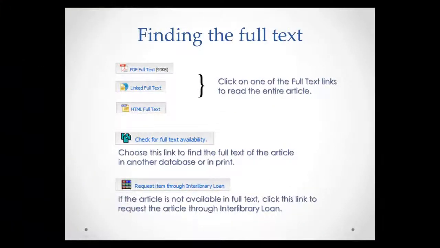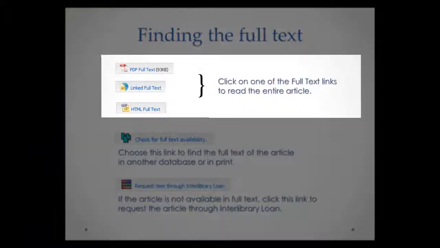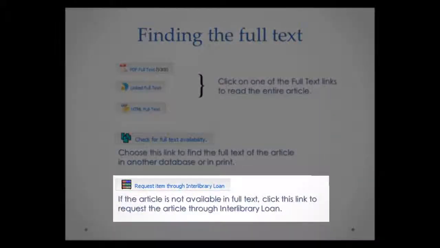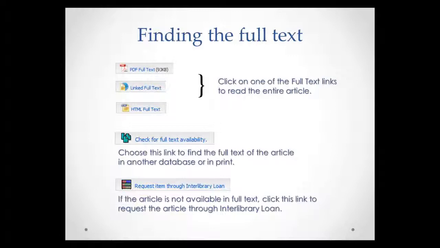Finding the article is fairly simple. If there is a full text link under the title, click the link to read the entire article. The HTML full text link will provide a web version of the article. The PDF full text link will provide a scanned copy of the original article. Choose the link called Checked for Full Text Availability to find the full text of the article in another database or in print. If the article is not available in full text, choose the link labeled Request through Interlibrary Loan. The library staff will try to find the article for you in another library.